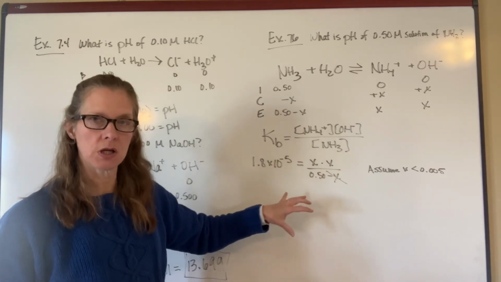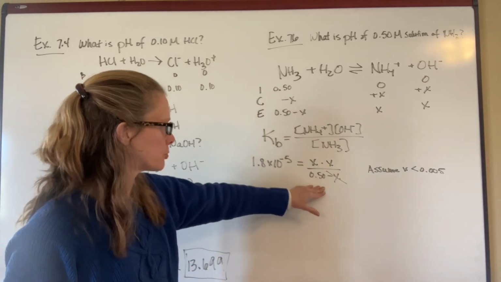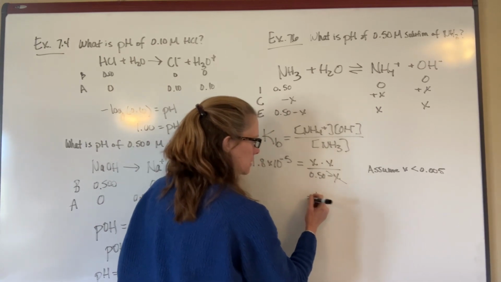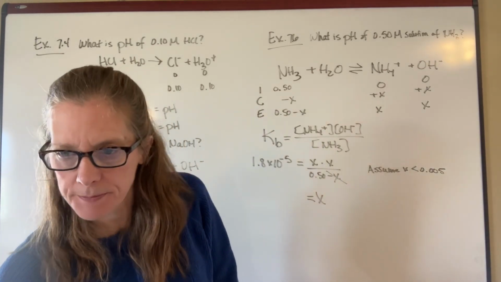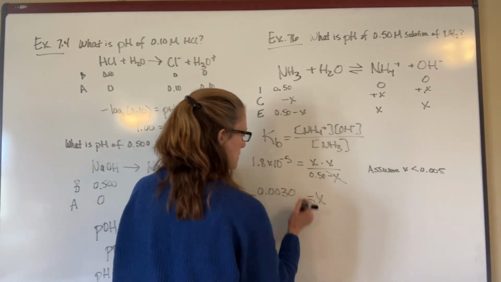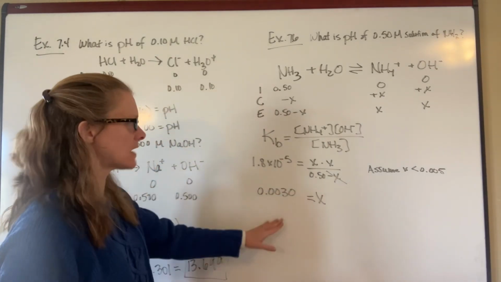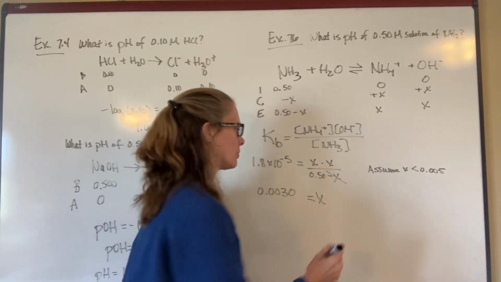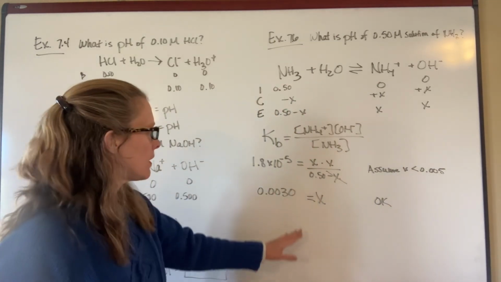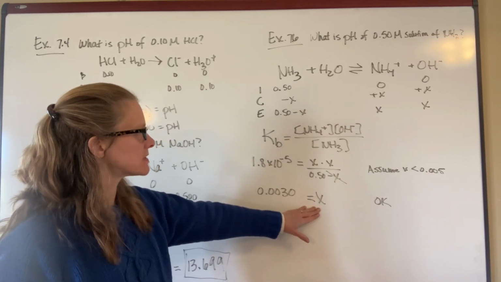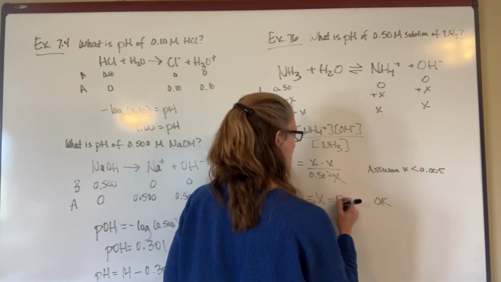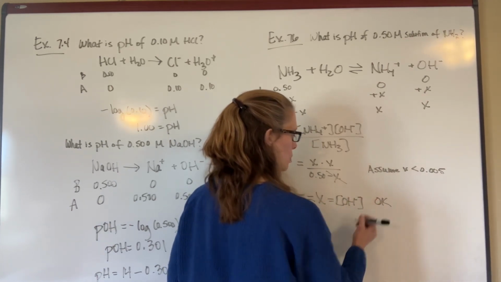I'm not going to go through the nitty gritty of how to work the calculation. You're going to multiply both sides by 0.5 and then take the square root of it. Your X comes out to be 0.0030. And that definitely is less than 0.005. So I know that my assumption was okay. So because this is X, I know that it's also the same thing as what the hydroxide ion concentration was.